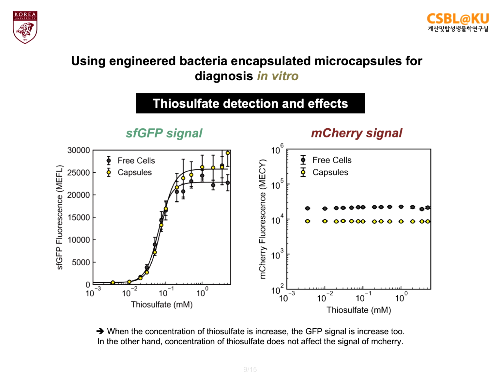From the graph, you see that the GFP response and the mCherry response from the encapsulated bacteria and free bacteria were not different significantly. Further, these bacteria can be used to make the relationship between the GFP signal and the concentrations of the thiosulfate. When the concentration of the thiosulfate is increased, the GFP signal is increased too.